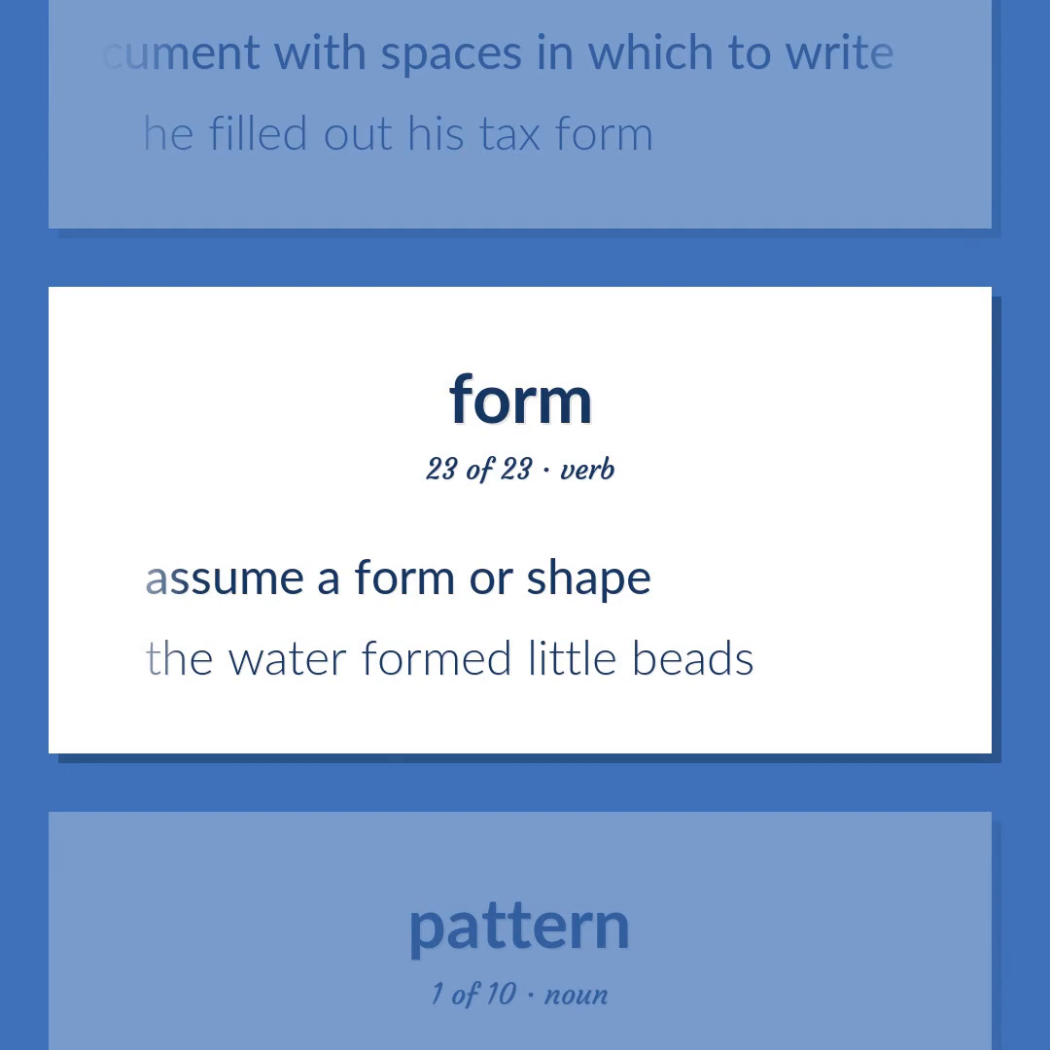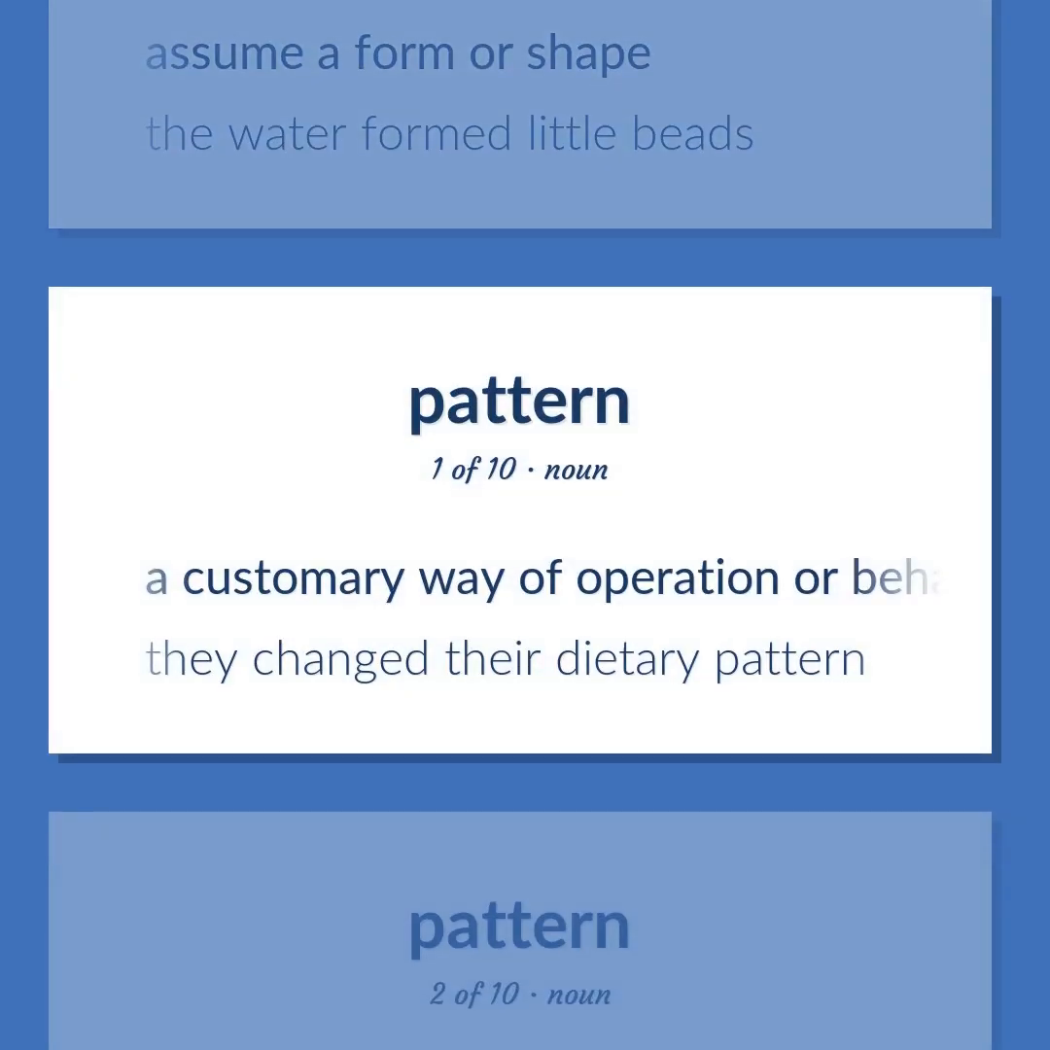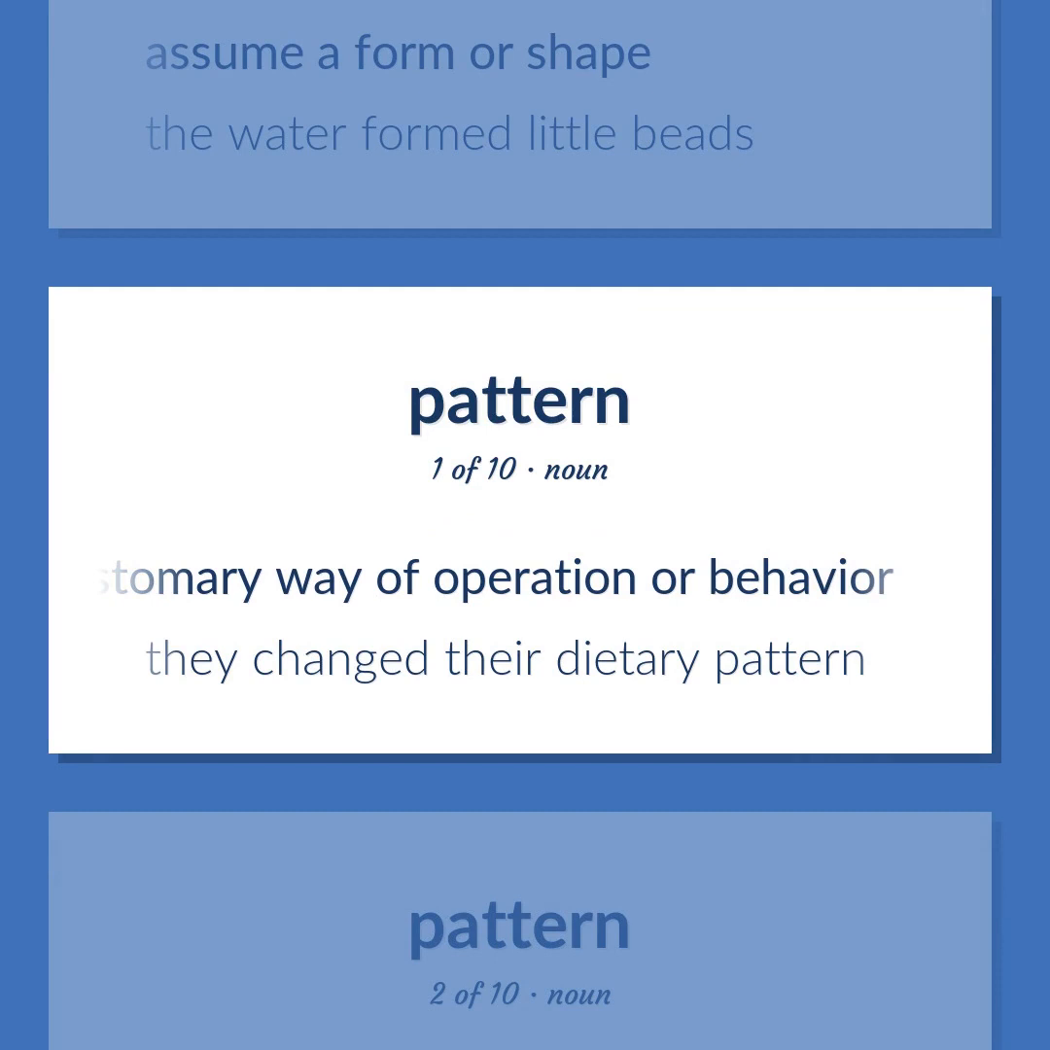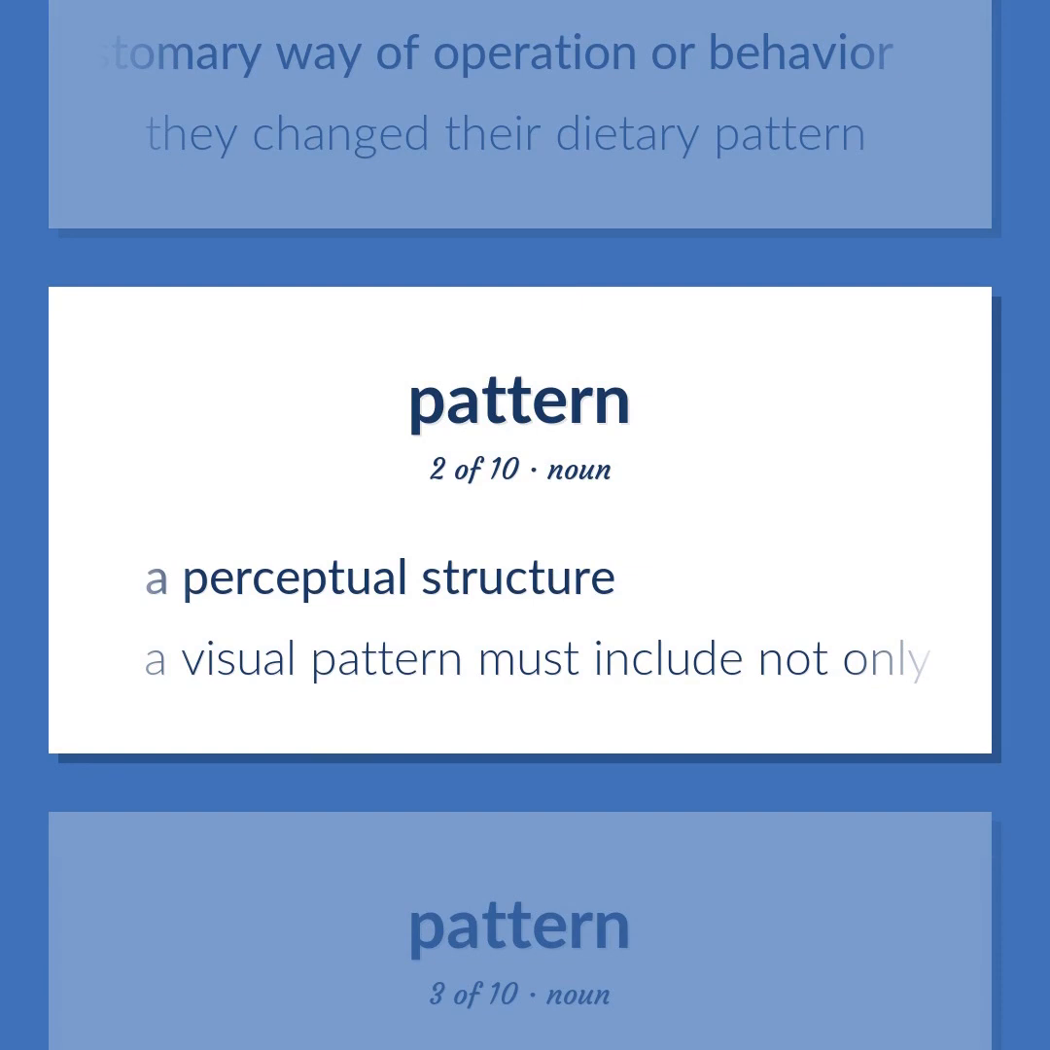Assume a form or shape. The water formed little beads. A customary way of operation or behavior. They changed their dietary pattern. A perceptual structure. A visual pattern must include not only objects but the spaces between them.